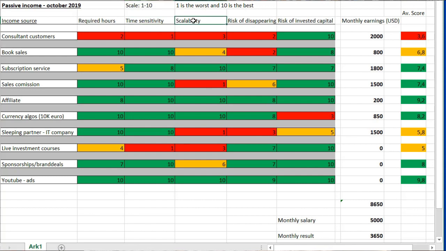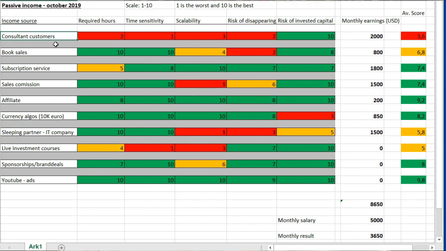We have the scalability, which is how easy it is for me to scale this income up. Can I easily scale it up 10 times without working 10 times as much? That is what the scalability is all about. Risk of disappearing is, can I risk that this income stream will disappear from me? Can it vanish somehow? And I'll explain that to you later in the different areas here. And we have risk of invested capital, meaning that if I have put some money into a project that gives me some sort of passive income, how large is the risk of me losing that? Out here you can see how much money I'm making, and here you can see the average score. Let's take them one by one.